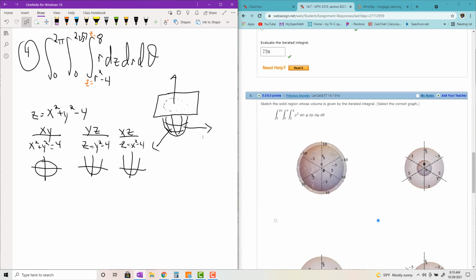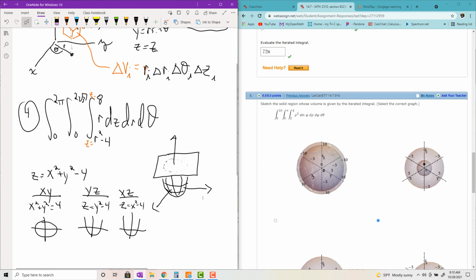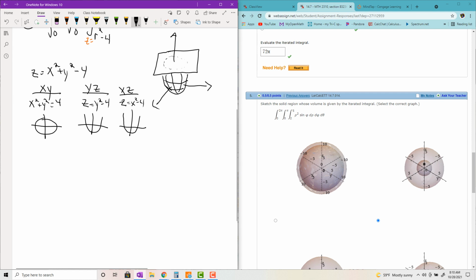The next one is a spherical. So problem 5 is actually in spherical coordinates. So I kind of need to introduce spherical coordinates.